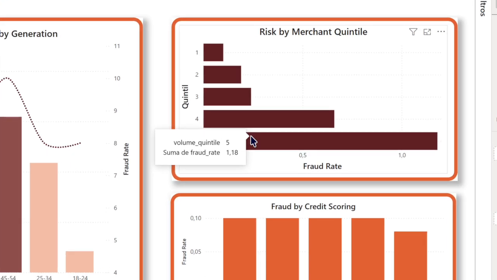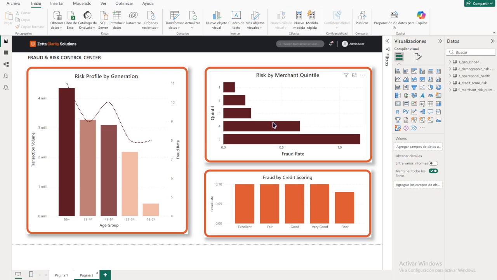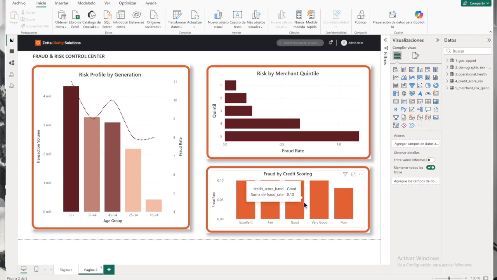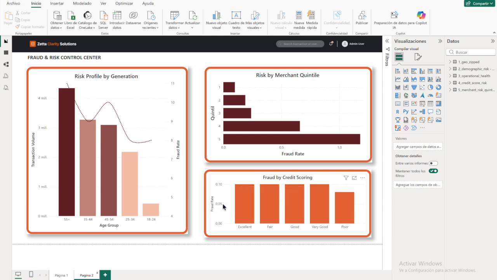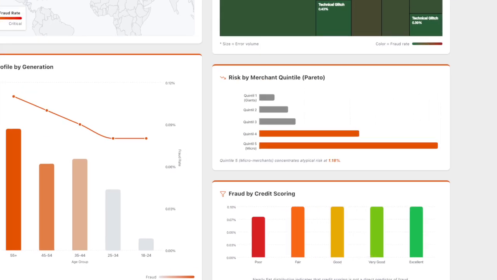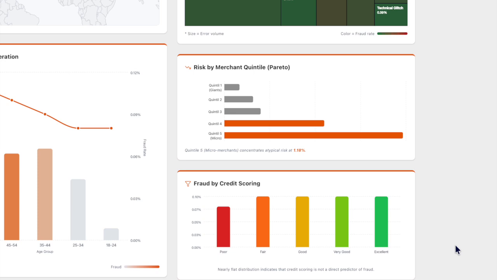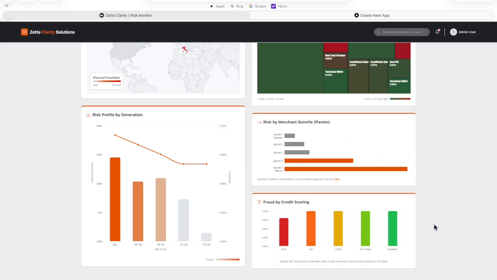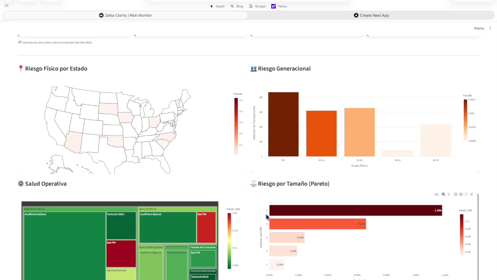As you can see, across all three platforms, the risk line is flat. This validates that credit score does not predict fraud in our ecosystem, meaning we are dealing with identity theft, not credit default.